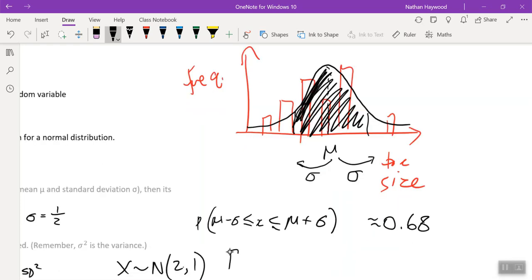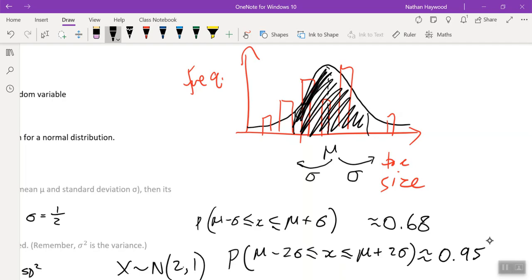Then we have the probability of it being 2 standard deviations away. So the probability of picking a toe size within 2 standard deviations of the mean is approximately equal to 95%. So 95% of all the toe sizes are within 2 standard deviations of the mean.